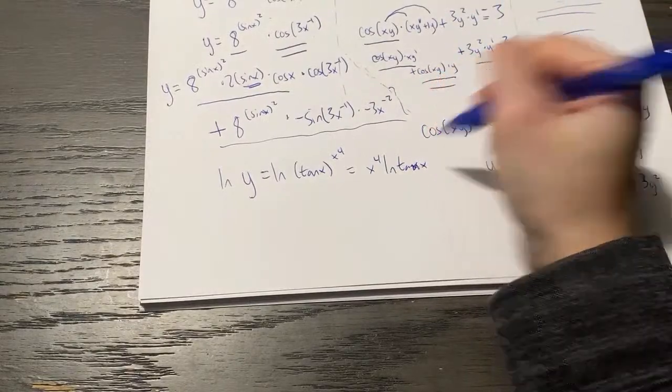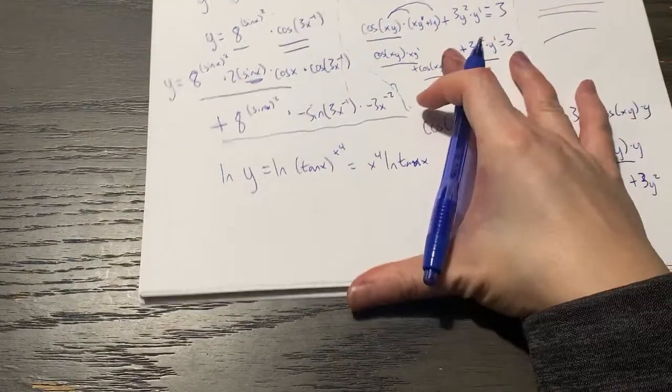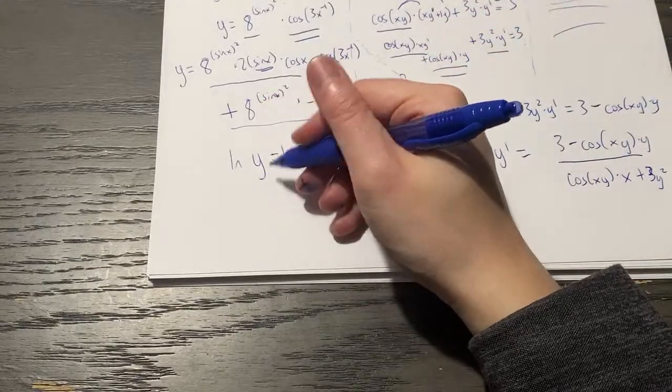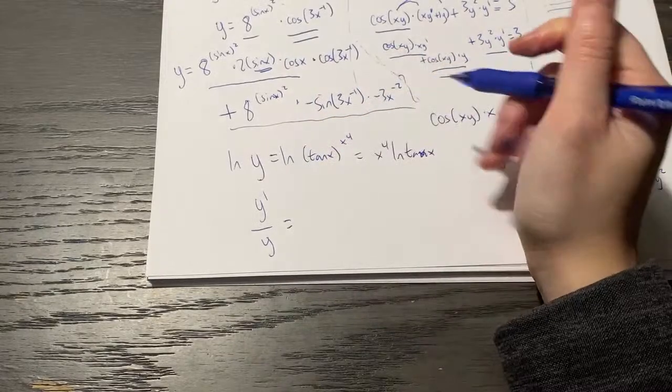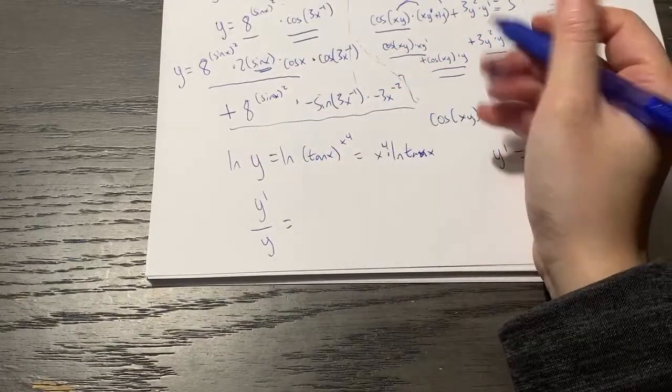That should say tan x. Cool. Now I'm going to start the process. The derivative of ln of y I love because it's just y prime over y. I don't really think about it. And then this is always going to be product rule.